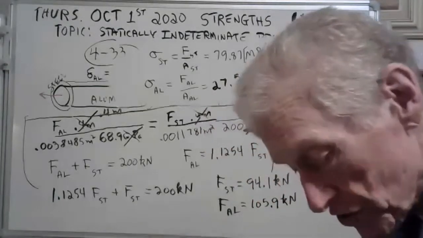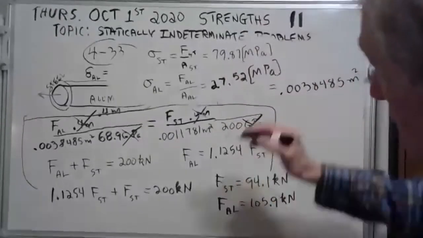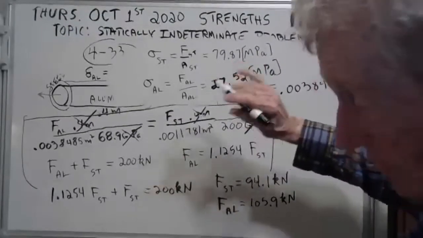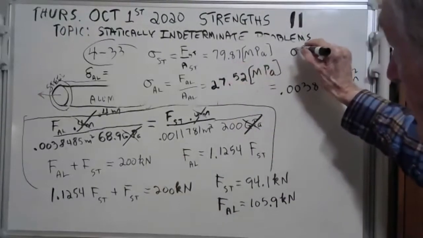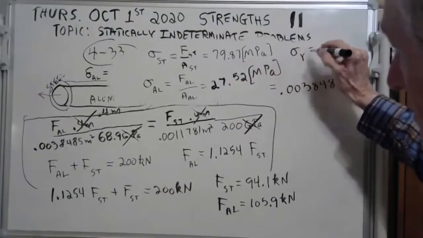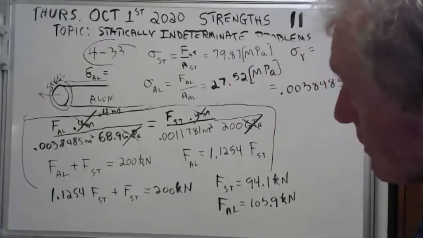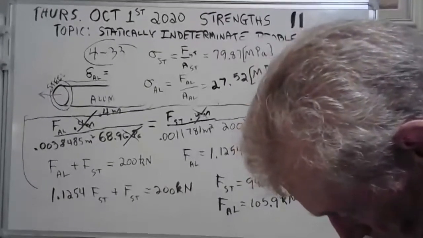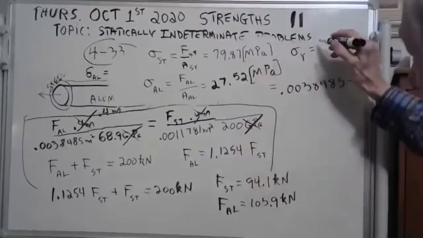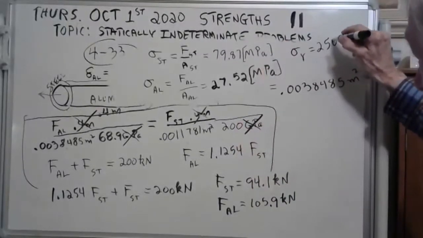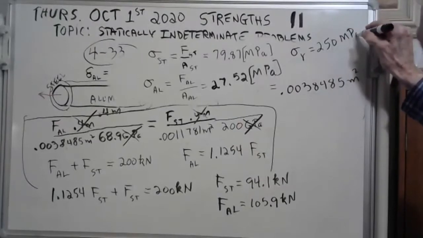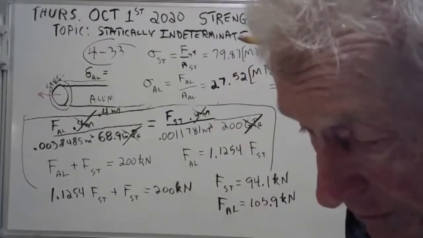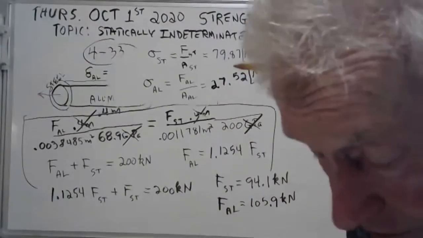Now, guys, there's one last check here. We've got to see if these things went plastic or not. We're going to look up the yield strength for steel. You go to the back, and it says here the yield strength for steel is 250 megapascals. Well, what we've got is 79 megapascals. We're nowhere near yielding. So it didn't yield.